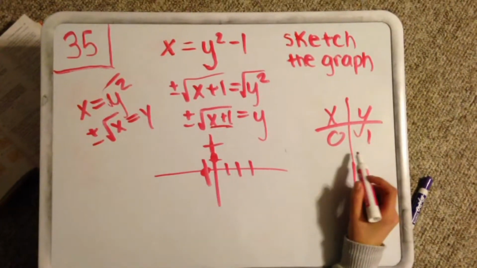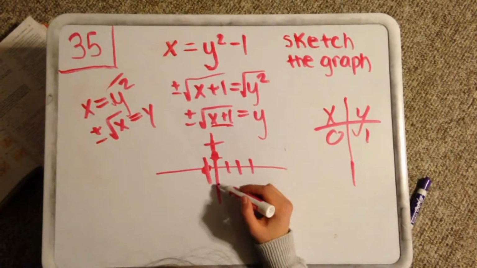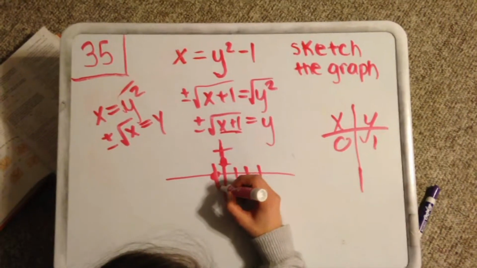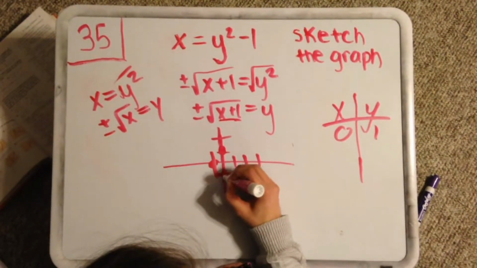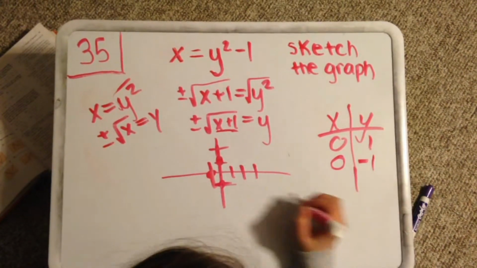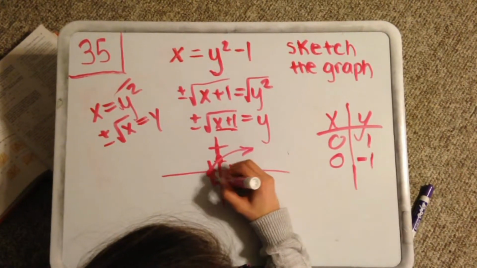Okay, so since you have that point, you can just mirror it to the other side because it's plus or minus. So I'm just going to put, it goes 0 and then down 1, and you can make your parabola.